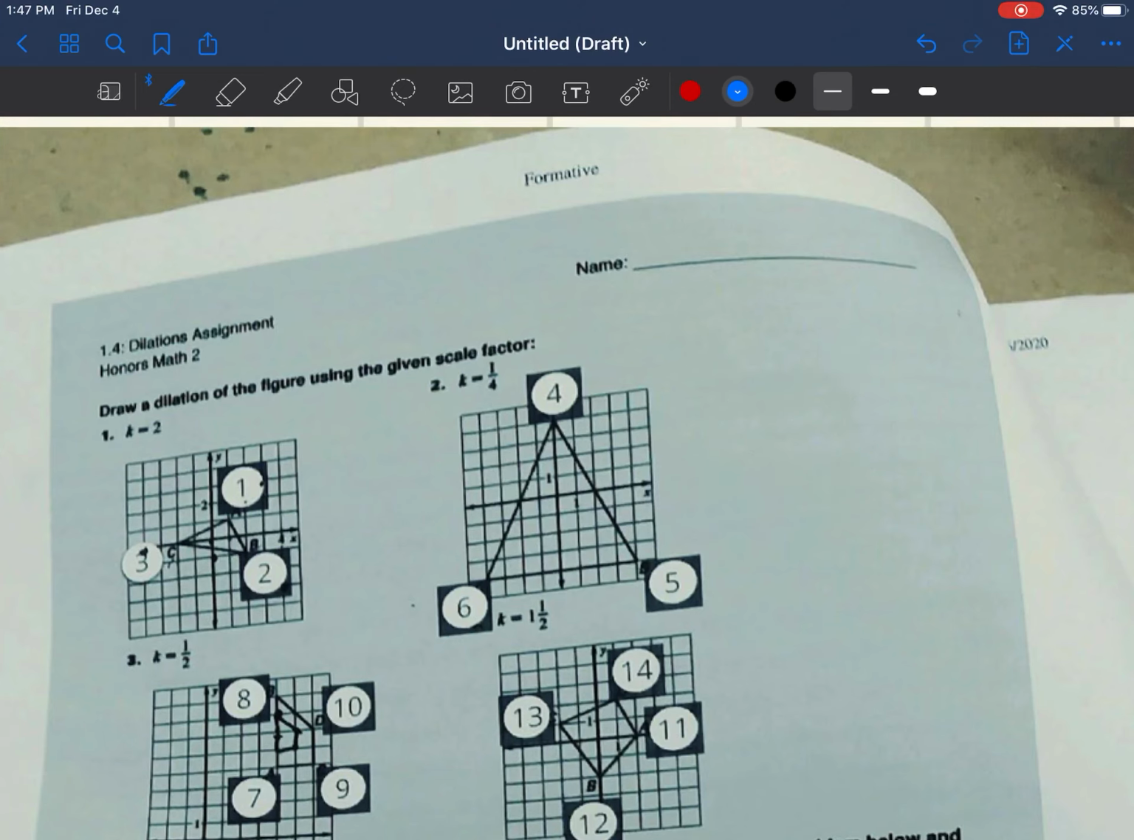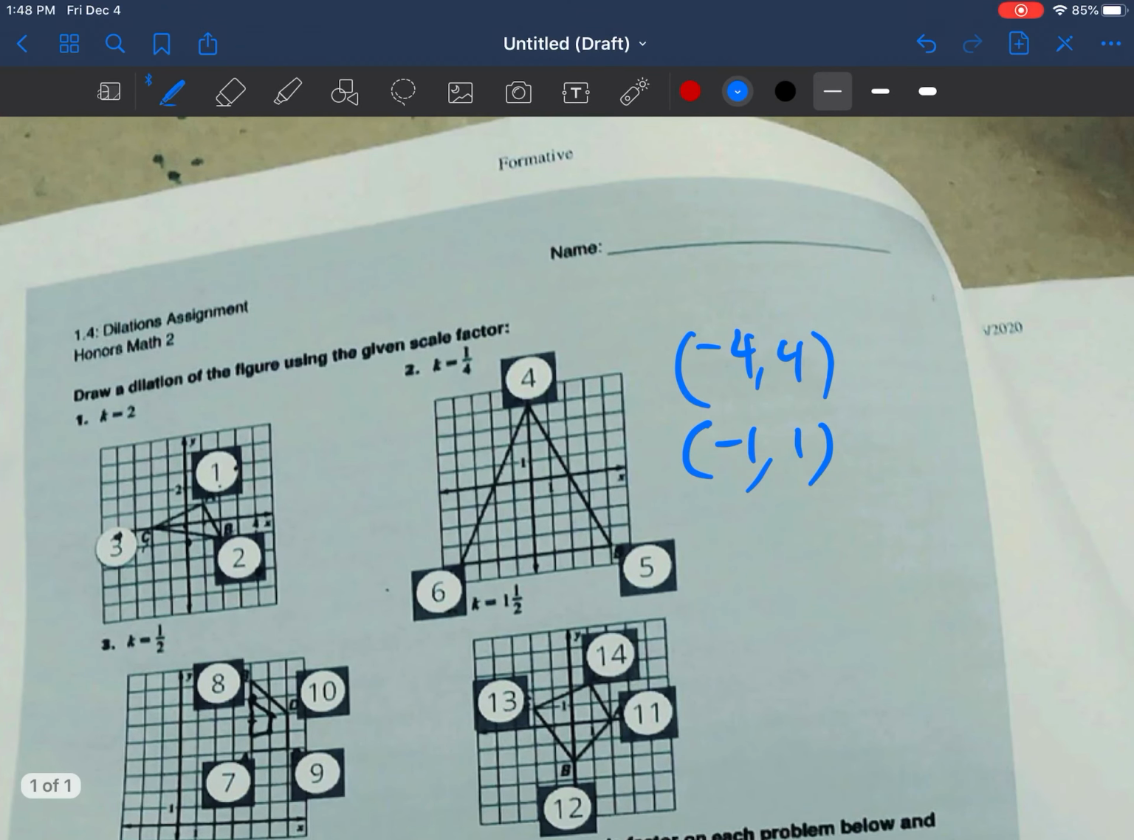Number 6, the coordinates are, I'm going left, 1, 2, 3, 4. And I'm going down, 1, 2, 3, 4. So it's going to be -4, 4. I'm going to multiply each of those numbers by 1/4. So -4 times 1/4 is just going to be -1, and 4 times 1/4 is going to be 1. The answer to number 6 is -1, 1.